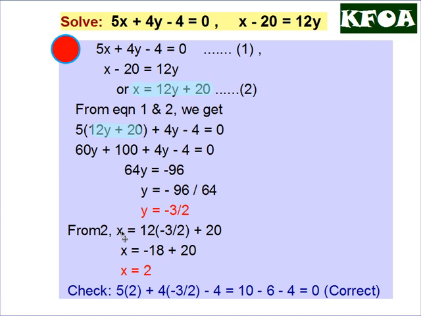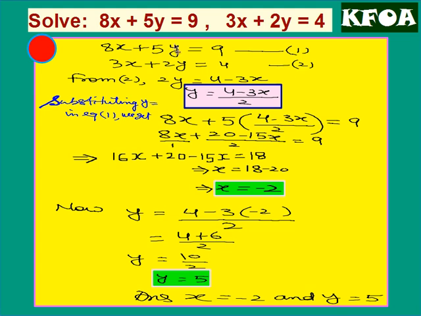You substitute in any equation, so I am substituting in this only. x is equal to 12y plus 20, so 12 into y plus 20, it gives me the value 2. You can check your answer for your satisfaction. Now we go for the next question, 8x plus 5y is 9, 3x plus 2y is 4. So it will be easy. If you find y, 2y is 4 minus 3x, and y is equal to (4 minus 3x) upon 2.